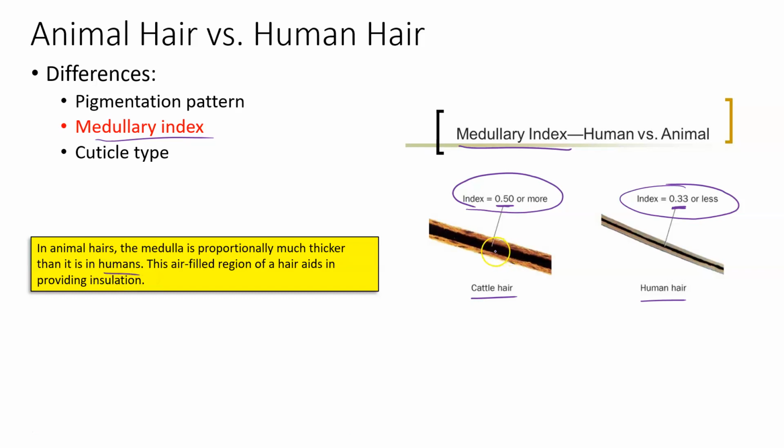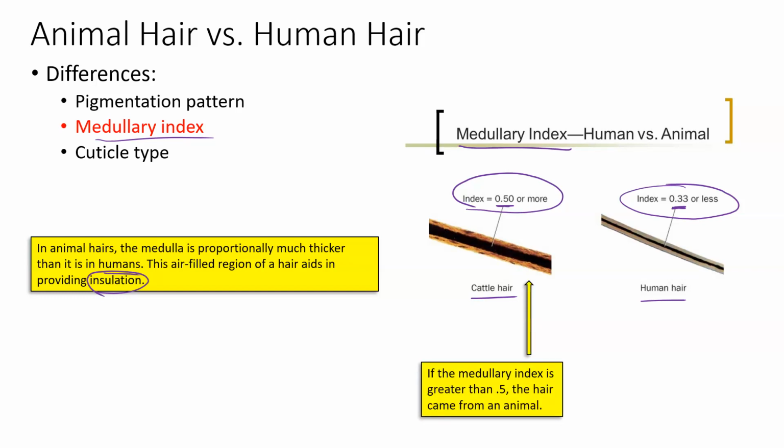Now, I know you can say that this medulla is thicker than it is in humans because the entire hair is thicker, and so naturally it should be thicker. But when you look at how much this medulla takes up of this hair, it's essentially at 50% or more, whereas in humans it's only roughly a third of the hair, which is where we get to this 0.33. This air-filled region of the hair aids in providing insulation. That's really important because humans have kind of lost the need to warm themselves like an animal that is still living in the wild and is still subjected to a lot of the conditions in their natural environment.